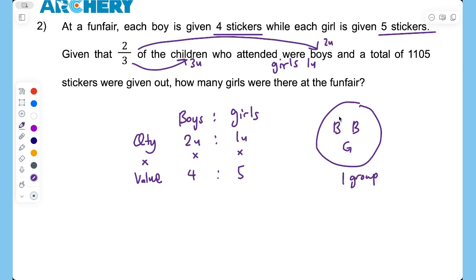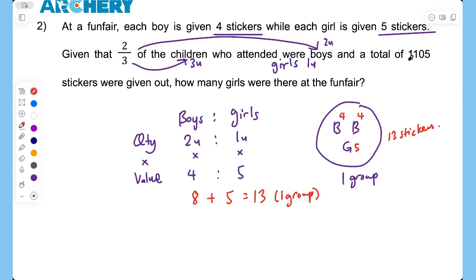Each boy is given 4 stickers and each girl is given 5 stickers. That means the total number of stickers given for this group will be 4 plus 4 plus 5, and that gives us 13 stickers. For the working, we'll do 2 times 4, that gives us 8. 1 times 5, that gives us 5, and that will be 13. So 13 stickers in one group.